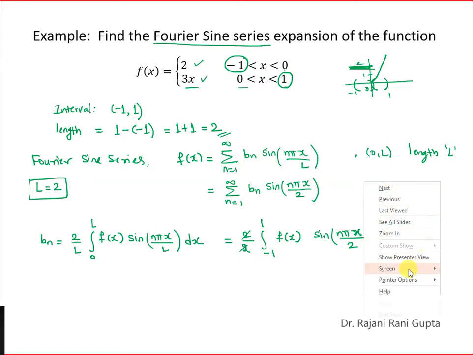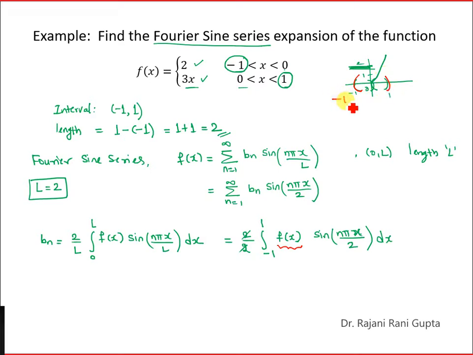Now we have to check what is the value of f(x). What we can see is that this entire interval -1 to 1 is divided into two parts. One part is -1 to 0 and the other part is 0 to 1, which completes the entire interval. From -1 to 0, it means this one, and the function f(x) is 2. Here f(x) takes the value 2. And when it is 0 to 1, it means this one, the function is defined by 3x. Here the value of the function is 3x.